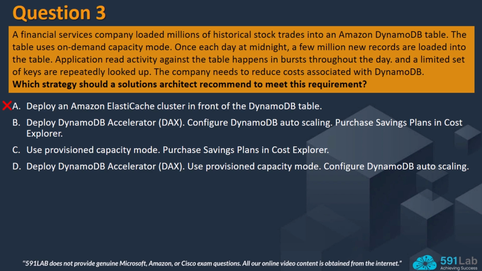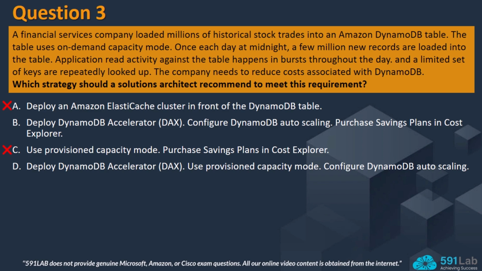Option C. Use Provisioned Capacity Mode, purchase Savings Plan in Cost Explorer. Provisioned Capacity Mode requires specifying the desired read and write capacity units upfront, which may lead to over-provisioning and higher cost, especially considering the bursty nature of the application's read activity. While purchasing Savings Plan can provide cost savings, it may not fully address the fluctuations in demand, so this one is also not the correct answer.